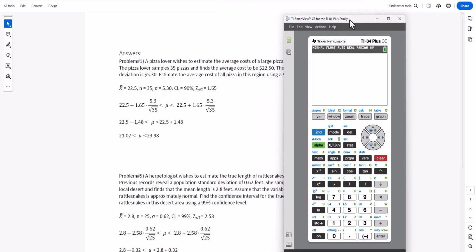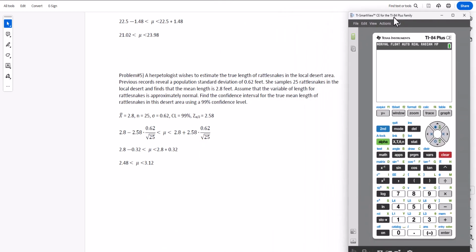Let's repeat this process for the second problem. It states the following. A herpetologist, that's someone who studies reptiles, wishes to estimate the true length of rattlesnakes in the local desert area. Previous records reveal a population standard deviation of 0.62 feet. She samples 25 rattlesnakes in the area and finds the mean length is 2.8 feet. And then we assume that the distribution is normal for the lengths of rattlesnakes. We want to make our estimate using a confidence level of 99%.